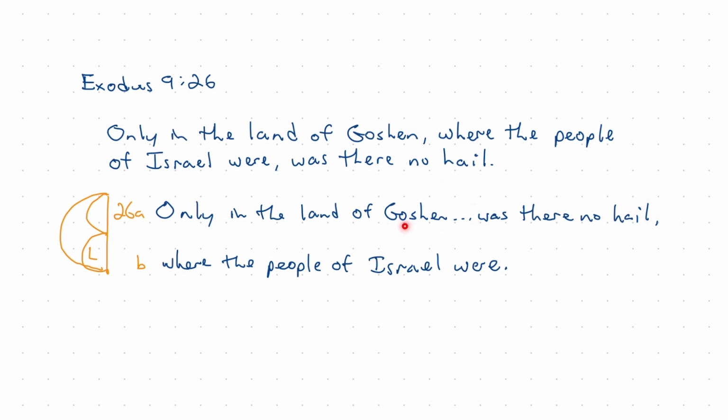It was in the land of Goshen, but even more meaningfully than that, it was where the people of Israel were, that there was no hail. The hail only fell on the Egyptians. And that's an example of how I would arc in the locative relationship.